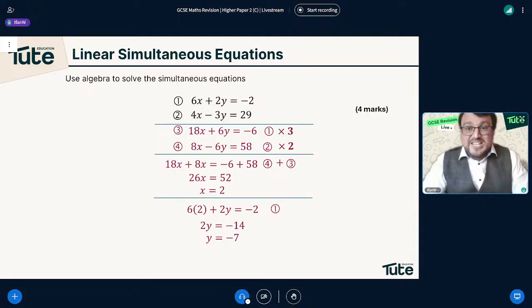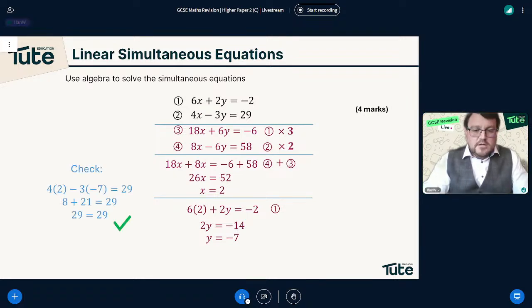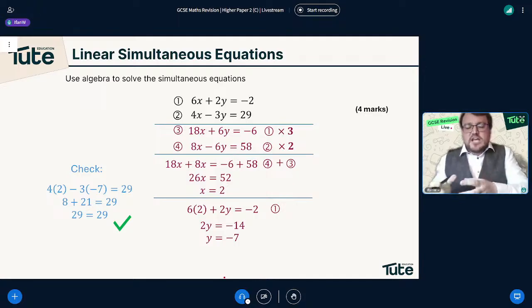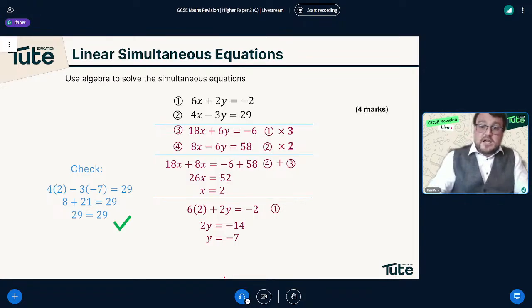Once you have found x, you need to find y. Because that's the whole point. Solve the simultaneous equation. You need both variables. Because you found x, use it, right? And do input your value of x into one of the original equations, not any of the ones that you found since, the originals, please. Okay? You get y is equal to -7.